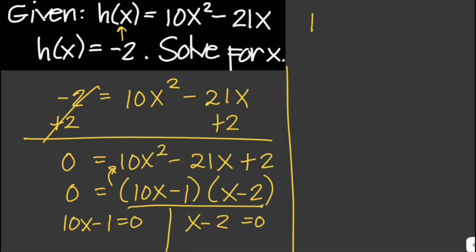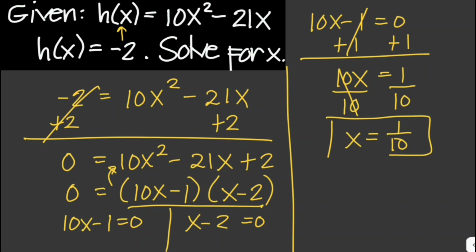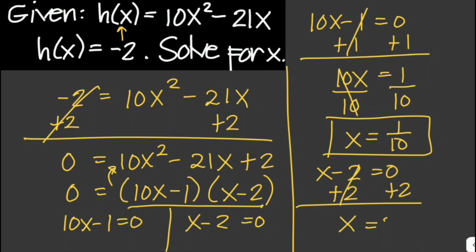So that would be 10x minus 1 equals 0. We add 1 to both sides. Then we have 10x equals 1. We divide both sides by 10. So x is just equal to 1 over 10. So this is one of the x values. Then we have x minus 2 equals 0. We add 2 to both sides. Then x here is just equal to 2. So the values for our x are 1 over 10 and 2.